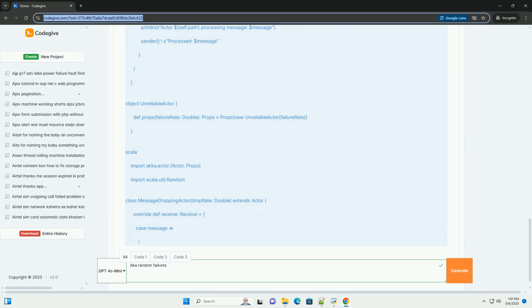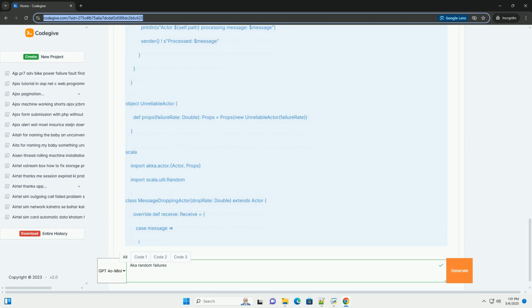Database unavailable. Simulate a database outage by throwing exceptions when attempting to access the database. Test that your system can handle database unavailability gracefully and provide a fallback mechanism, for example caching or an alternative data source. Complete example, combined failure simulation test. This example combines several failure simulation techniques in a single test case. It sets up a system with an unreliable actor, a latency actor, and a supervisor that monitors for failures and restarts the unreliable actor.